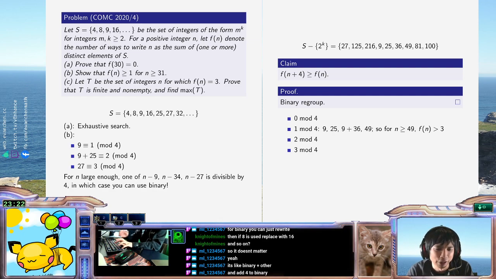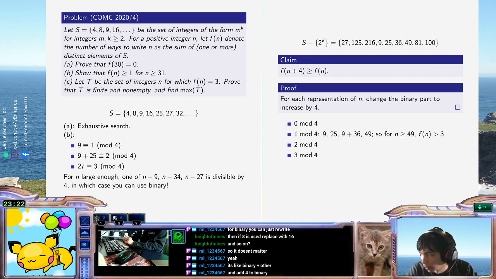Oh, sorry, I'm basic. For each representation, change the binary part to use more 4, to increase by 4. Okay, yeah, you guys are right. I should do that. So, ascending chain.